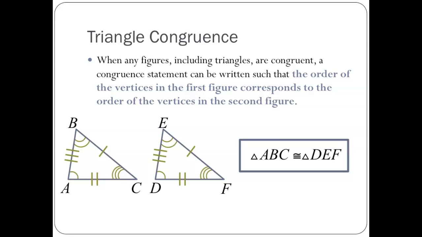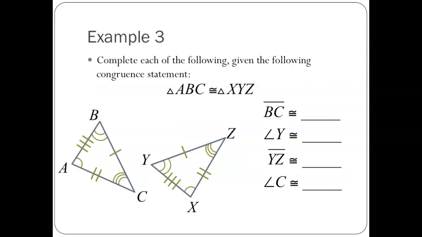Take a look at example 3. Complete each of the following, given the following congruent statement. So we're told that triangle ABC is congruent to triangle XYZ. Okay, since we have that information, now we can say, well, then BC must be congruent to YZ. And you can see that here in the diagram as well. BC corresponds to YZ.